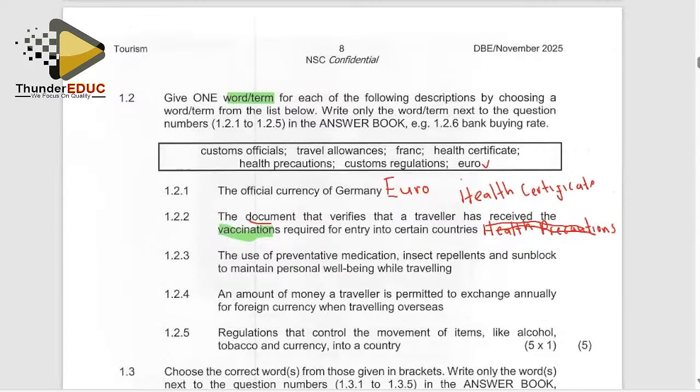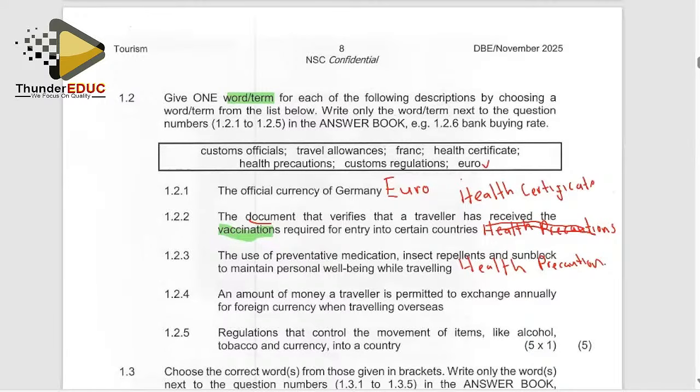Then 1.2.3, the use of preventative medication, insect repellents, and sunblock to maintain personal well-being whilst traveling. So this is a typical example of a health precaution. When you apply sunblock and maintain your personal well-being while traveling, that is an example of a health precaution.